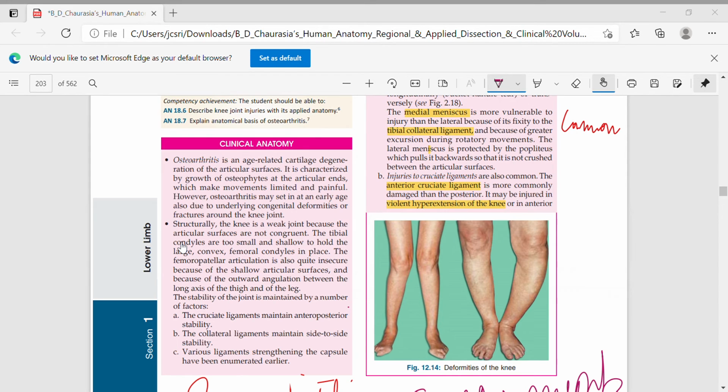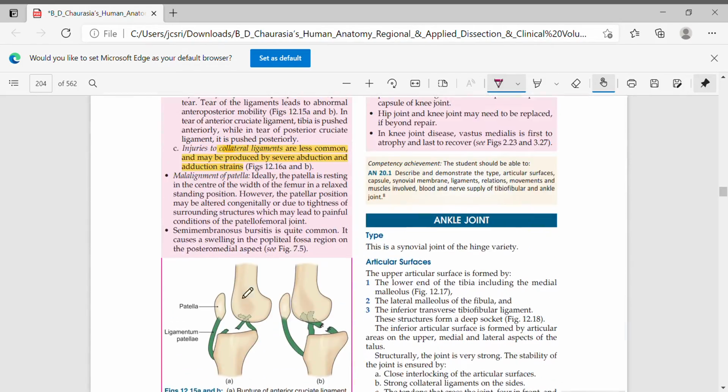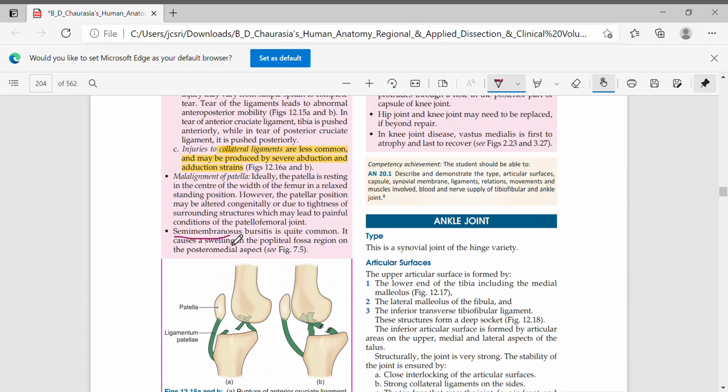And at last we have the jumper's knee. This is due to the patellar tendinitis. Patellar tendinitis is going to cause a jumper's knee. Coming back, we have another one, bursitis, which is semimembranosus bursitis. This causes swelling in the popliteal fossa. Okay, this is about the inflammation of joints.